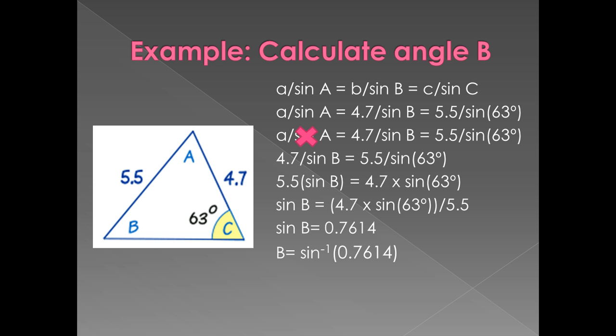In order to isolate B, the sine inverse must be taken of both sides. So then finally, we get sine inverse of 0.7614 for a B value of 49.6 degrees. So that's how you find an unknown angle using the sine rule.